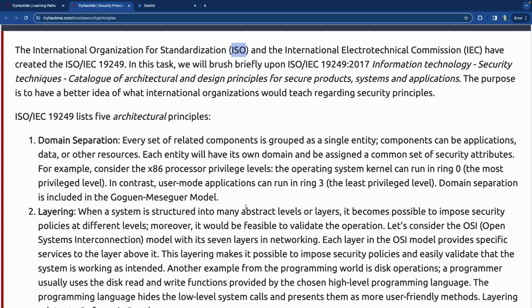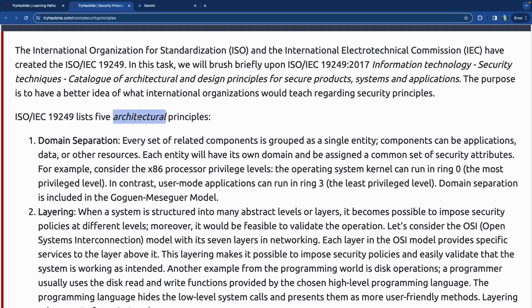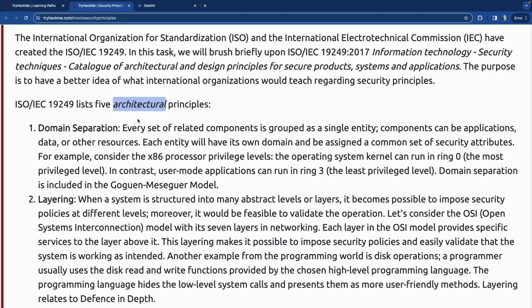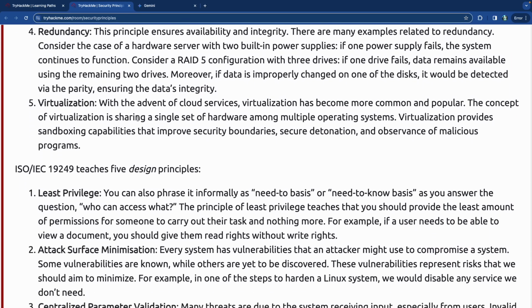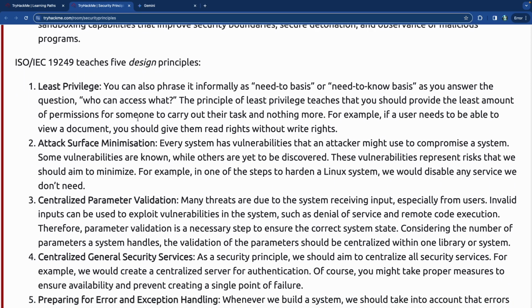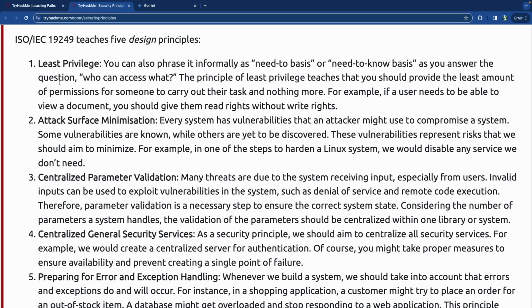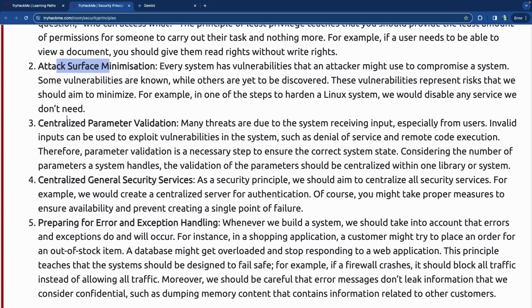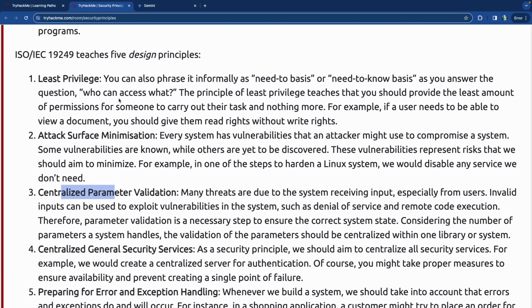So these were the architectural principles that are provided by the 19249 standard. And now we're going to look at the design principles. So we have least privilege, attack surface minimization, centralized parameter validation, centralized general security services, and preparing for error and exception handling. So least privilege is informally known as a need to know basis.